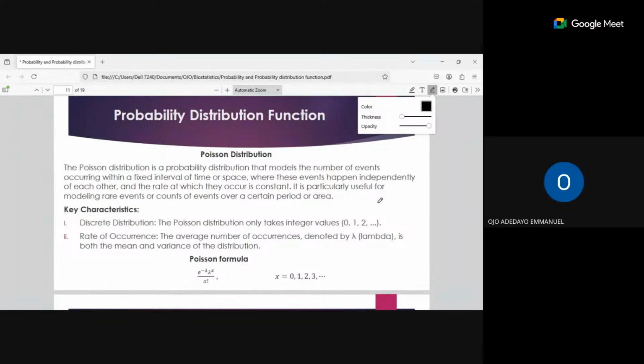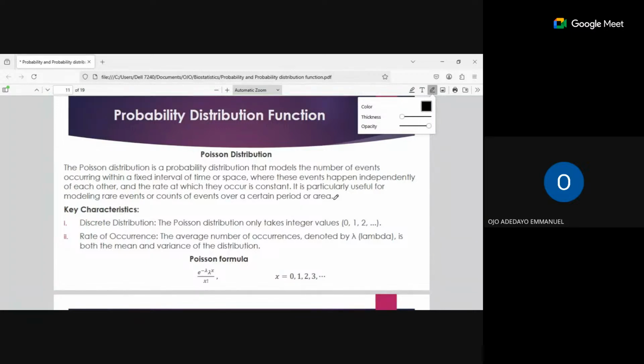The Poisson distribution is a probability distribution that models the number of events occurring within a fixed interval of time or space, where these events happen independently of each other, and the rate at which they occur is constant. It is particularly useful for modeling rare events or counts of events over a certain period or area. Just note that we use Poisson to model rare events or diseases or count events.